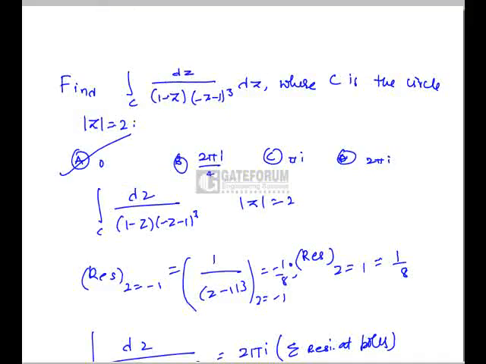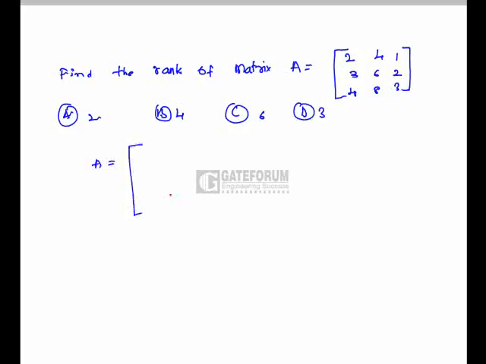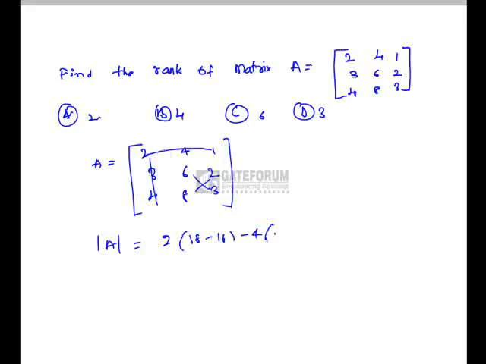We have to find the rank of the matrix A, which is 2, 4, 1, 3, 6, 2, 4, 8, 3. Determinant of A is nothing but 2 times of 18 minus 16 minus 4 times of 9 minus 8 plus 1 times of 24 minus 24, which is nothing but 0. So determinant of A is 0, so the rank cannot be 3.